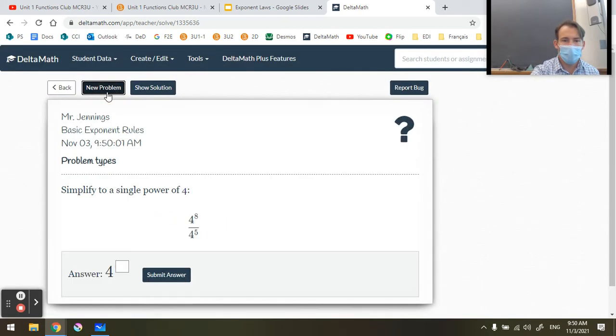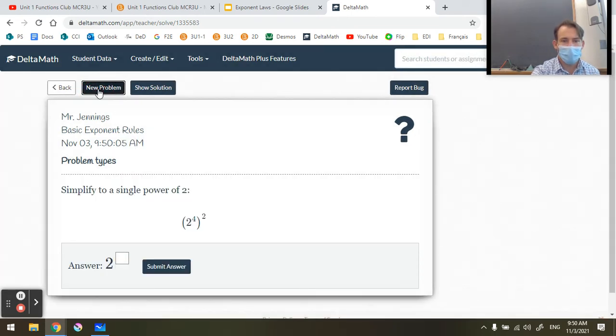Yes, okay. New problem. So 4 to the 8 over 4 to the 5. Well, we know that. We just did one just like that. Now (2 to the 4) to the 2. What's that? What's this going to be? Yeah, 2 to the 8. That's right. This is 2 to the 8 because it's 4 times 2.